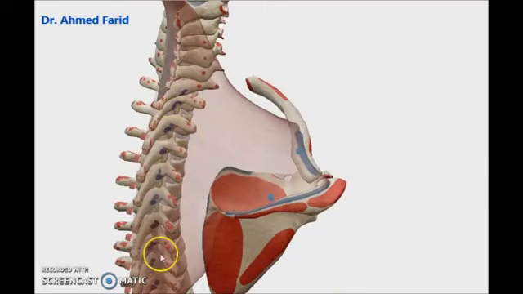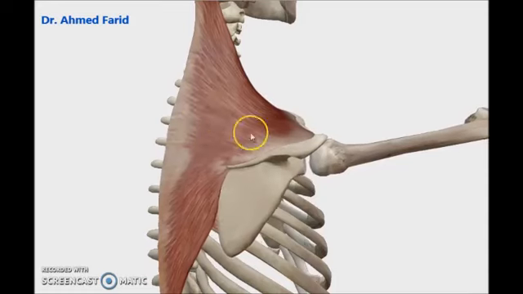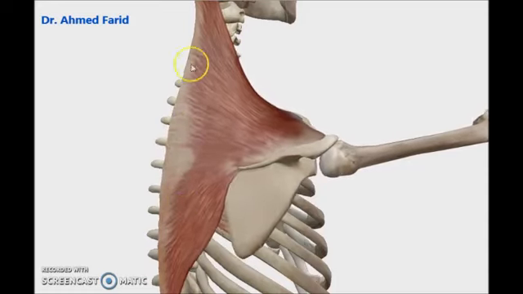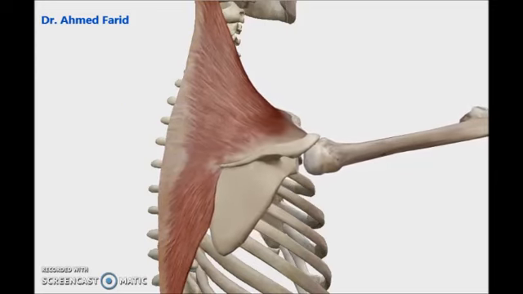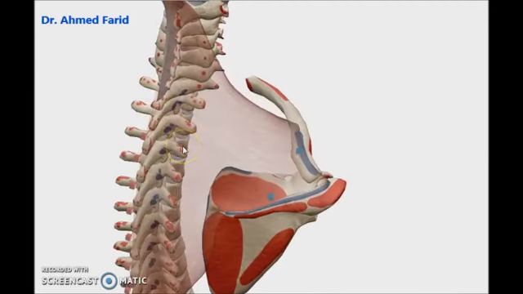What about the whole muscle or the middle fibers of the muscle, which are horizontal fibers? The action will be retraction of the scapula, and this is very clear in this video. The middle fibers only will act, or if the whole muscle acted together, the result will be retraction of the scapula, and this means posterior movement of the scapula.